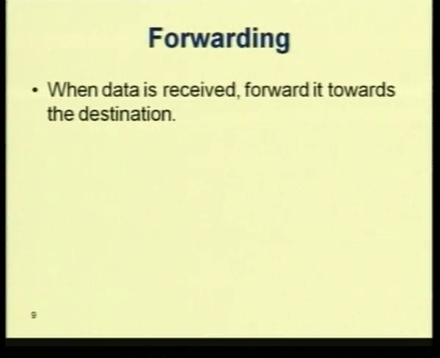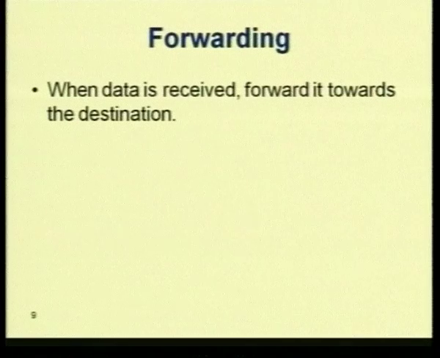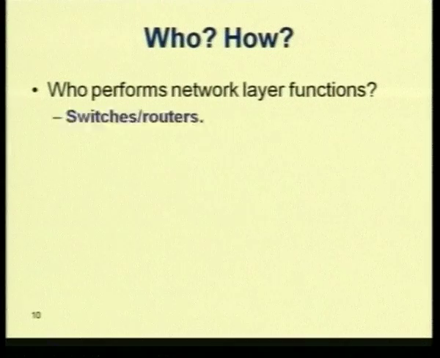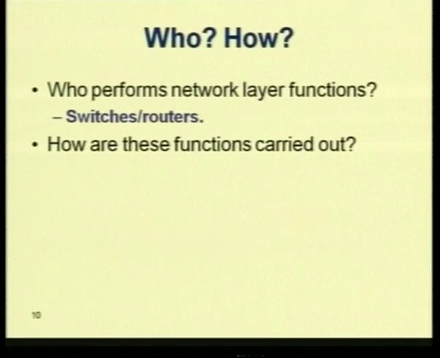There will be multiple ports which any router or a switch will have. So choosing the correct port on which it has to be sent out is what is done during forwarding, and this is done only when the packet is received. So who performs these network layer functions? That is done by switches and routers, and how are these functions carried out? This is what we are going to look at now.